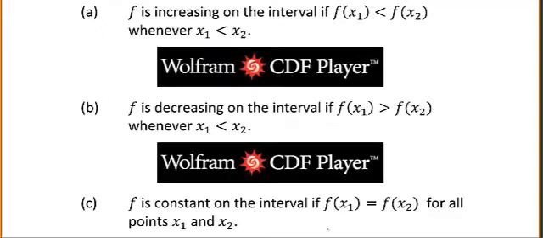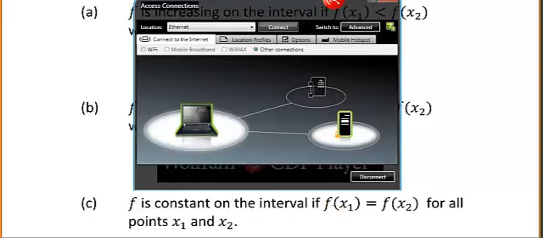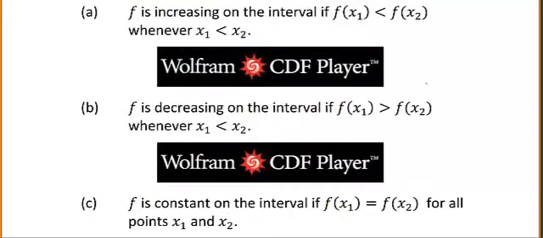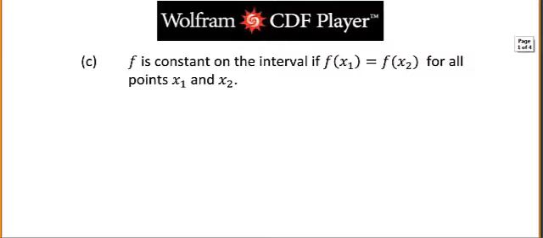And then finally, and I don't have an image for this one, but you can kind of imagine, f is constant on an interval if f of x1 is equal to f of x2 for all values of x. So if the function values are always the same, we say it's constant.